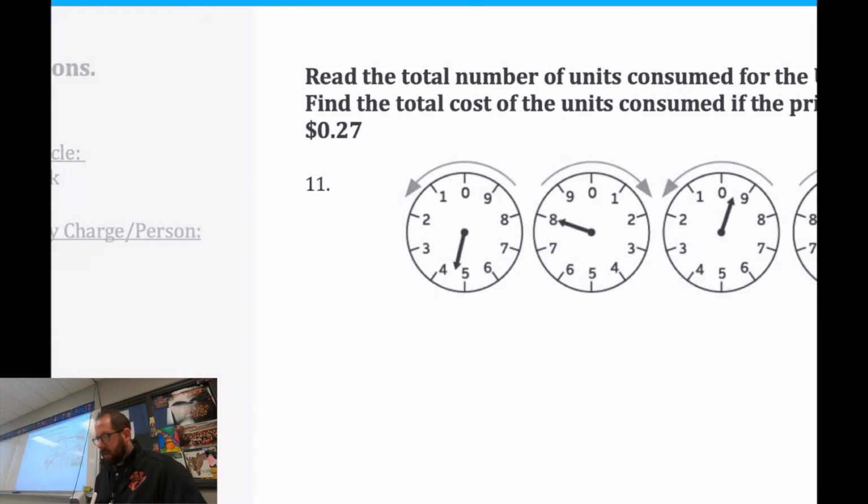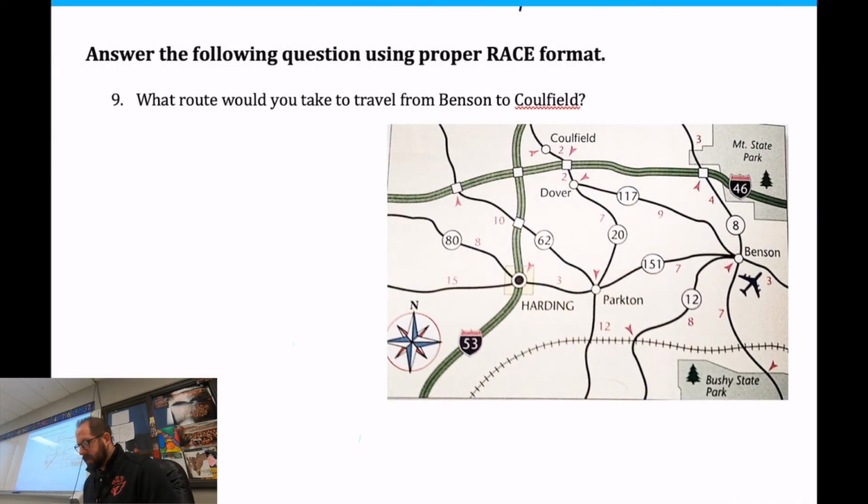Okay, so on Benson to Coalfield, off to the side before I start writing my sentence format, because we have to write out in sentences, I would try to figure out what route I should take. We're going from Benson to Coalfield, so I'm going to circle up here. Benson's over here, and I want to go to Coalfield, which is up here. That's where I want to get to. I could take 3 different routes to get there.